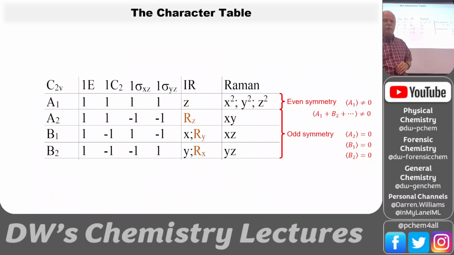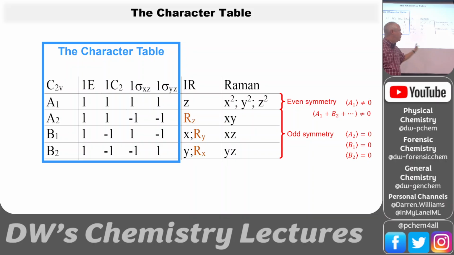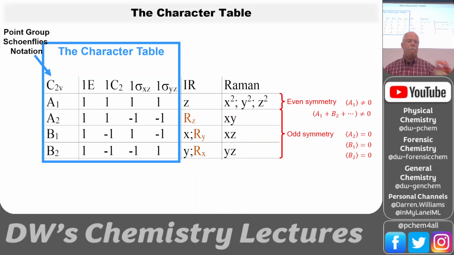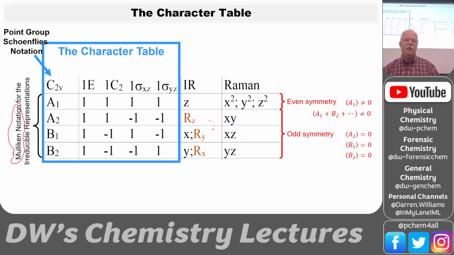So this is the character table. This piece in blue is the actual character table. We have the Schoenflies notation for the point group up in the corner, so we know which character table we're working with. These are Mulliken notations. So that's a new word. We had the Schoenflies notation for the point group, Mulliken notation for, I would say, the wave function symmetry or the motion symmetry, the motions of particular things. Like these little R's here, that would be like rotation around the x-axis.